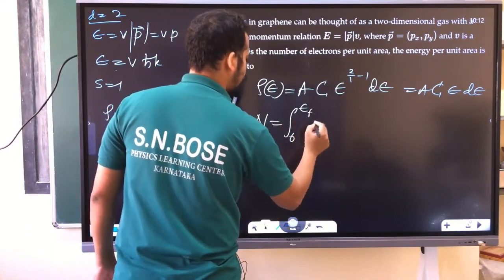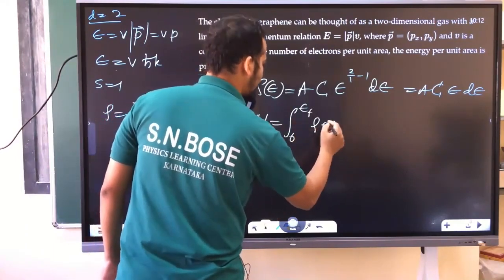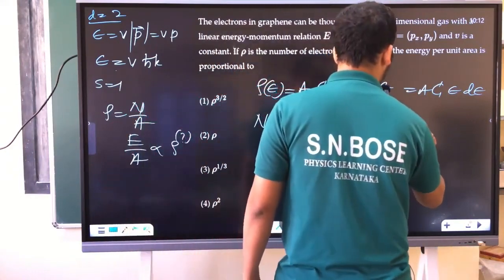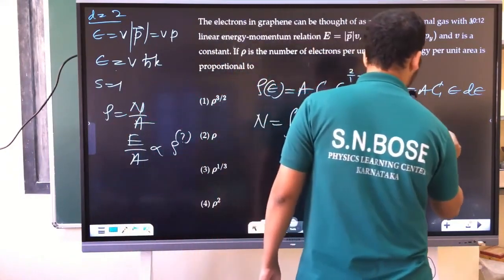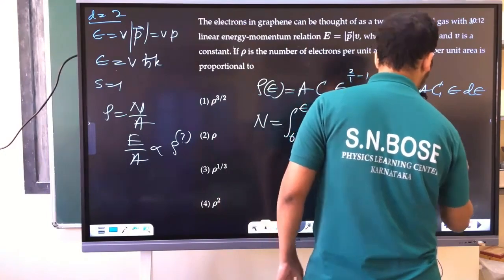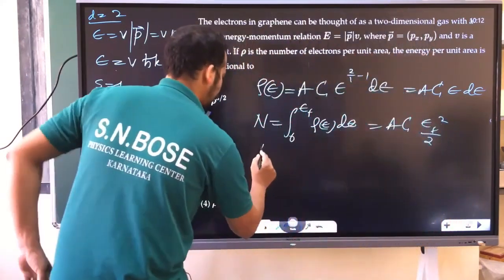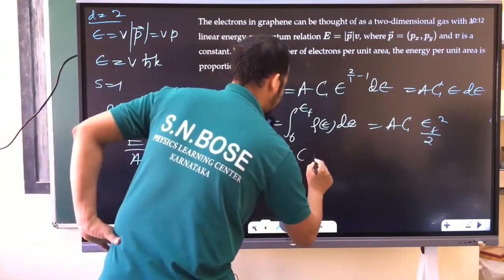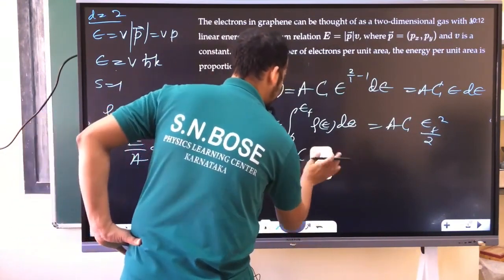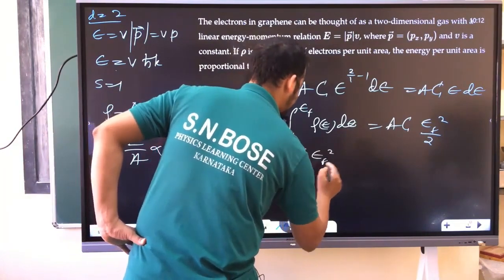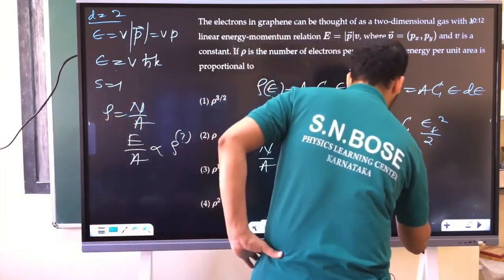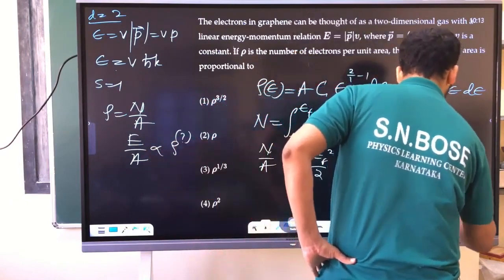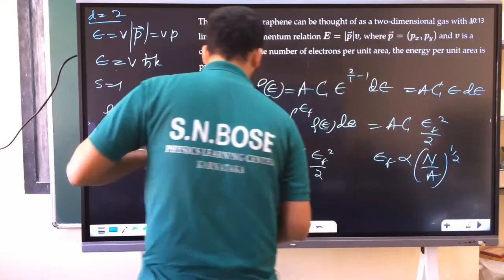0 to EF, rho of E dE. So let me write it quickly. Area into constant into EF square by 2. Number per area depends on constant into EF square by 2. That means EF is proportional to number per unit area whole power 1 by 2. That's one expression you got.